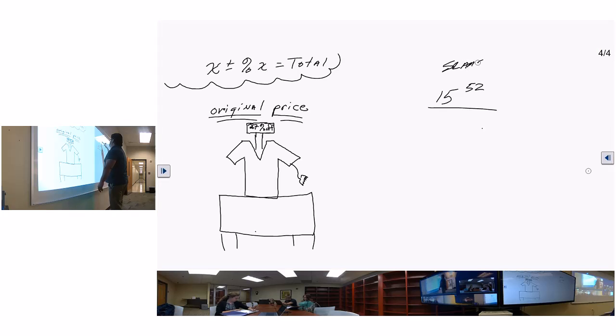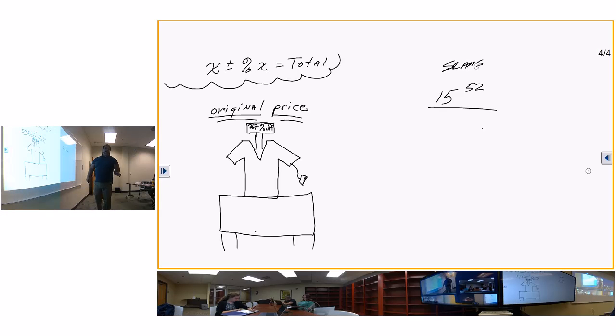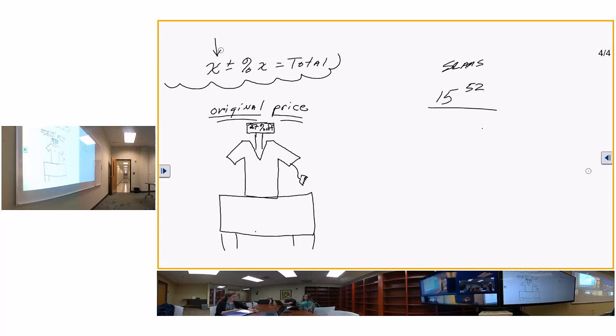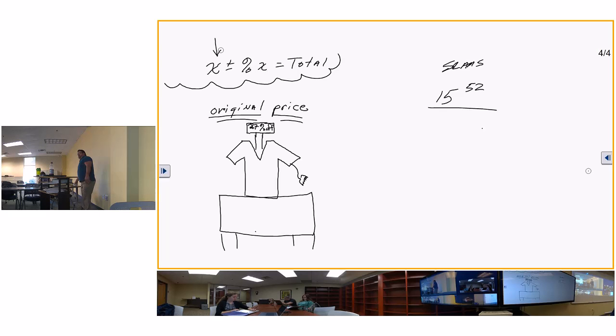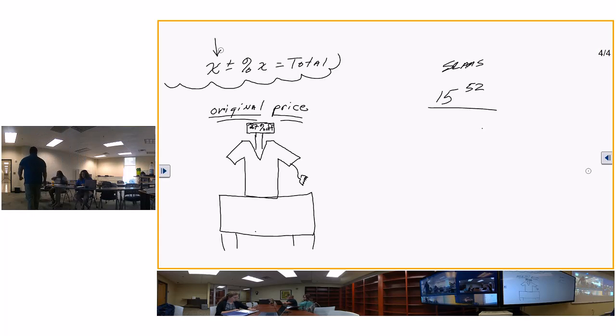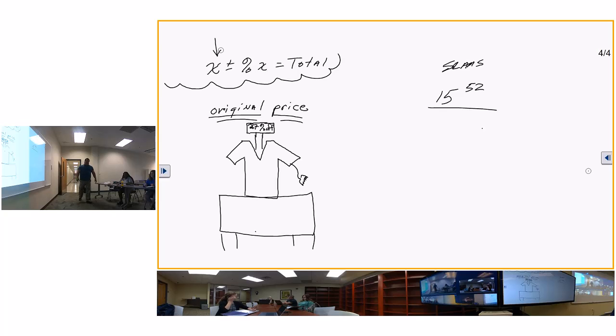I'm not talking about taxes or anything. I want you to find the original price. The original price is right here. So that means you got to plug in something to the Walmart equation. You've got two things to plug in. What are the two things? The 27%, which is 0.27, and the 15.52, which is the total price, on the right of the equal sign.